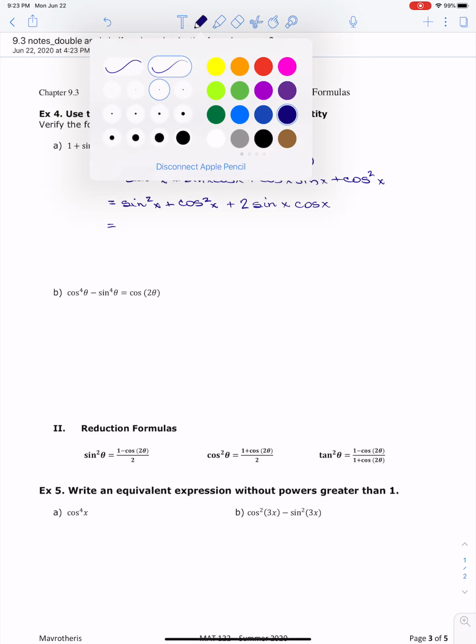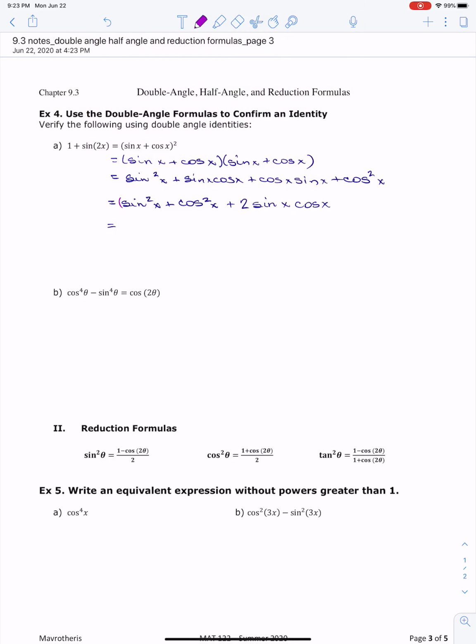This first piece we recognize as the Pythagorean identity, that's 1. This second piece, 2 sine x cosine x, well, that's just another way to write sine 2x. So we are done: 1 plus sine 2x.